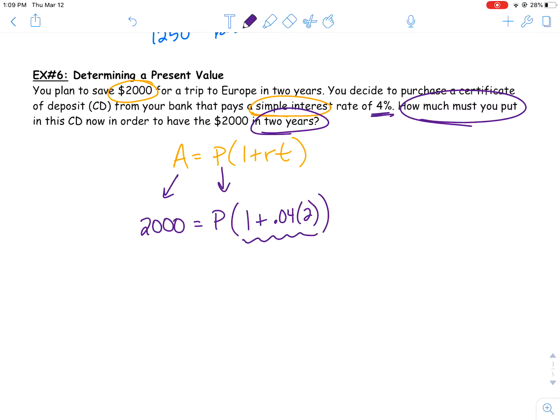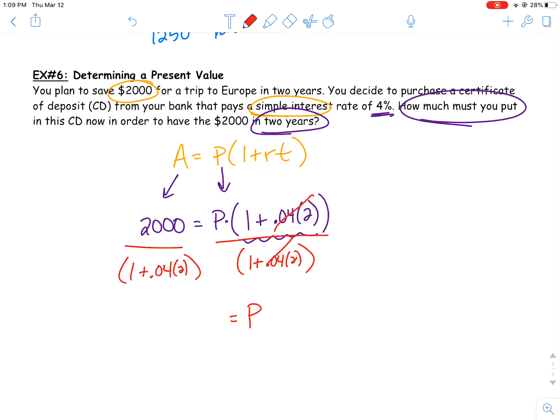If you notice, over here is just some number, right? And it's being multiplied by this P. It's right next to it. So in order to get P by itself, wouldn't we have to divide by that number to isolate that P? So that's what I'm actually going to do. I'm going to divide by whatever this funky number is over here to both sides. So that will allow me to get P by itself.